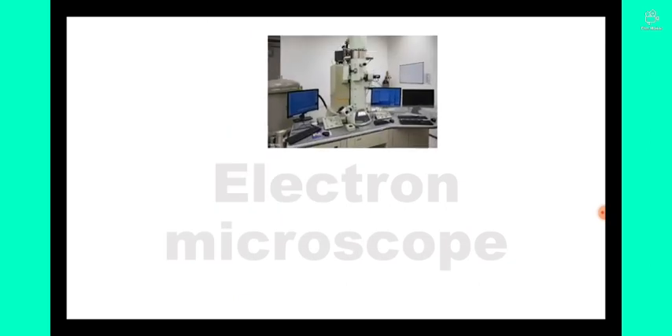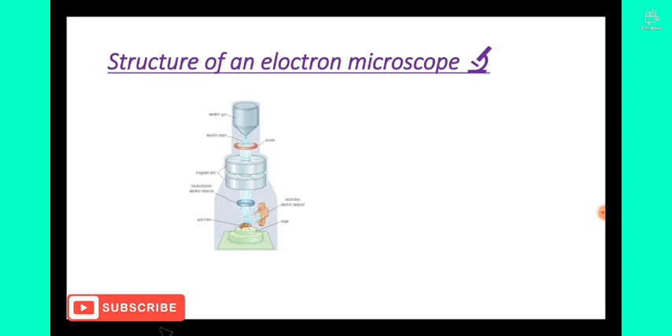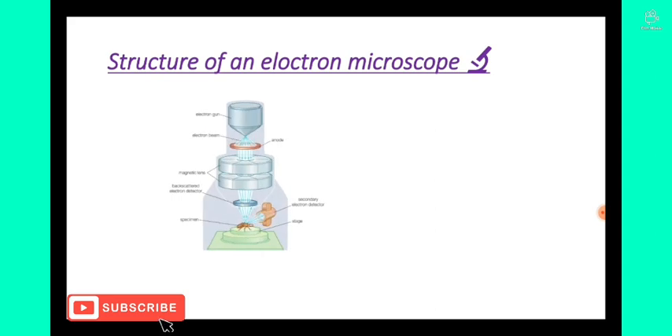Talk about the electron microscope. Let's see. Okay, so I will show you some diagrams that show the structure of an electron microscope. I think you can see them.